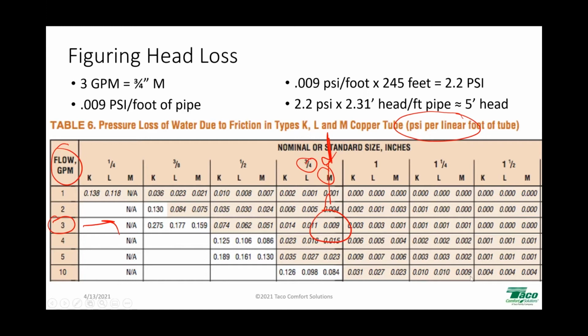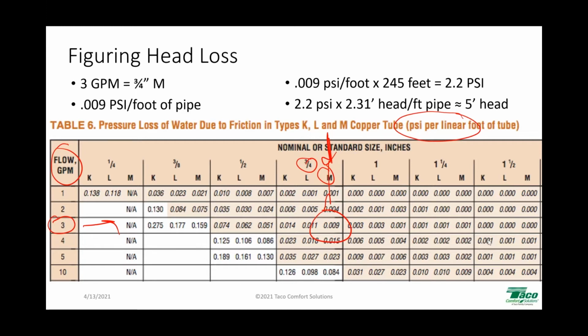There we go. I think we're back now. 2.31 feet of head per PSI. Multiply that out, and we're going to have 5 feet of head. So 2.2 PSI times 2.31 feet of head per PSI.